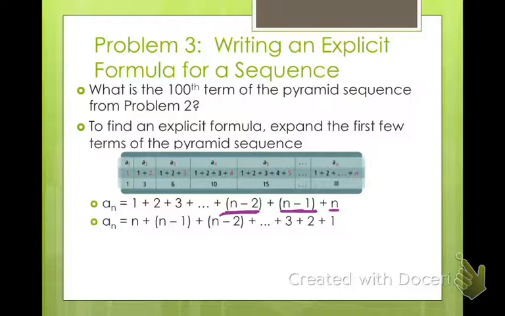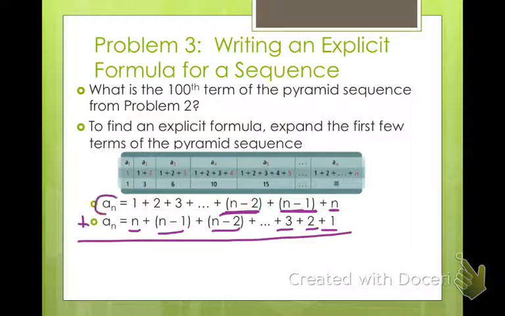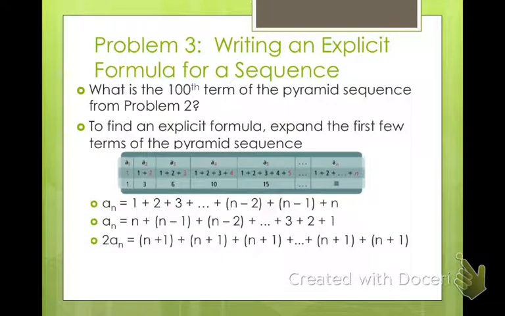And what they did was they rewrote it in opposite order. So instead of ascending, they wrote it in descending order. And they added both of these two together. So when you have a sub n and you add another a sub n, you have two a sub n's. And if you look, each one of these, if you added them together, is n plus 1. So this is n plus 1. And then if you have n minus 1 plus 2, you have n plus 1. And then if you have n minus 2 plus 3, you have n plus 1. So they were just looking at the pattern that it makes when you add the two of them together.